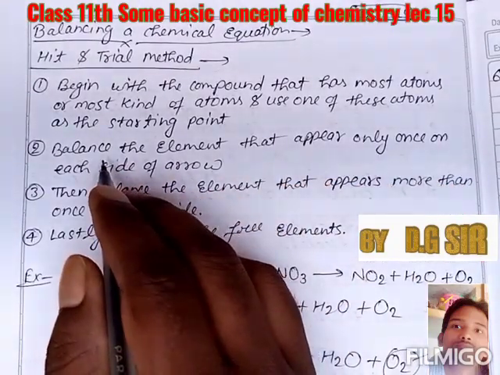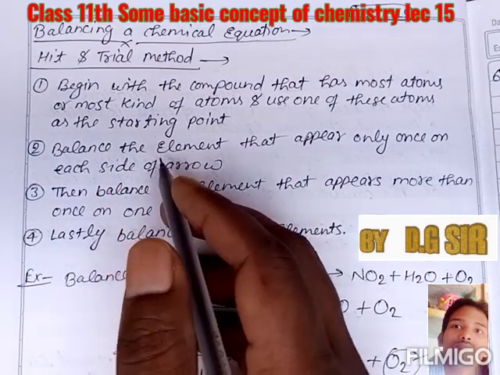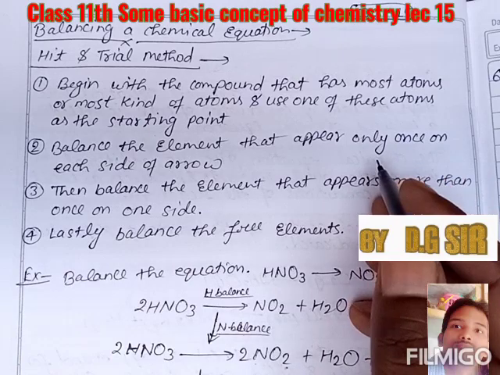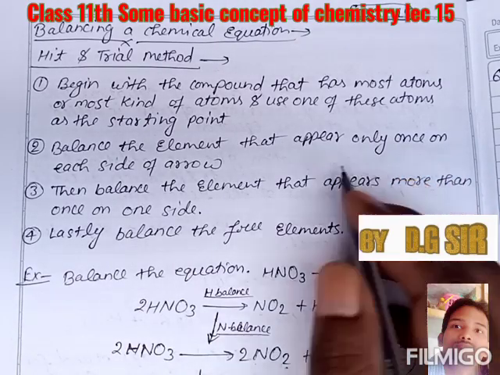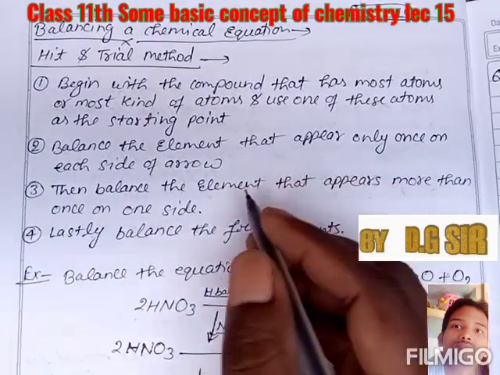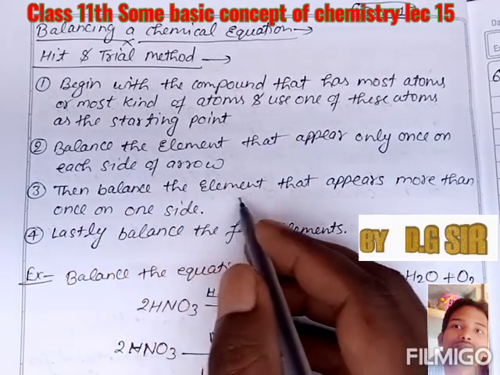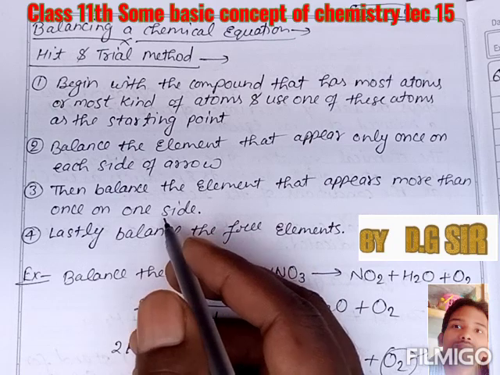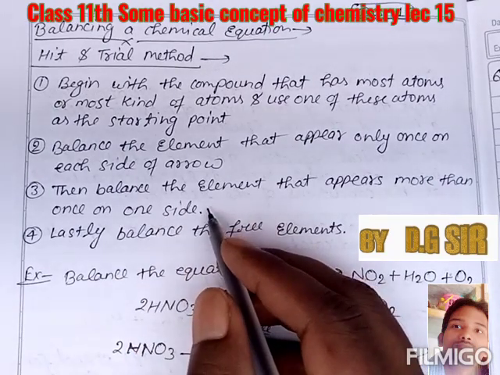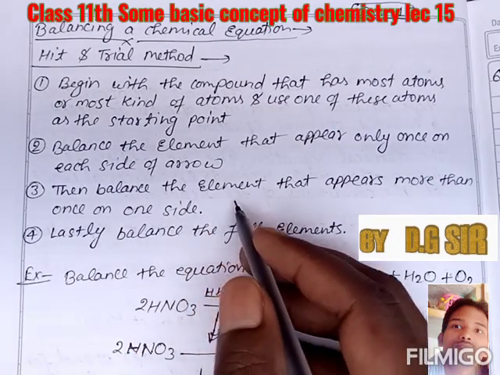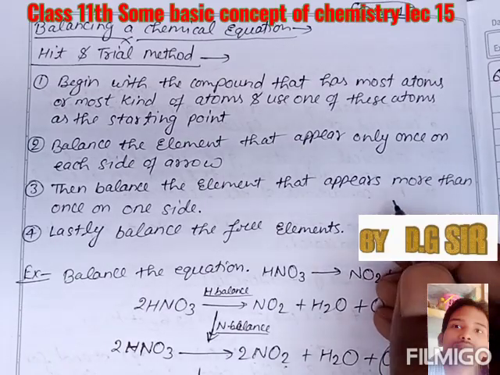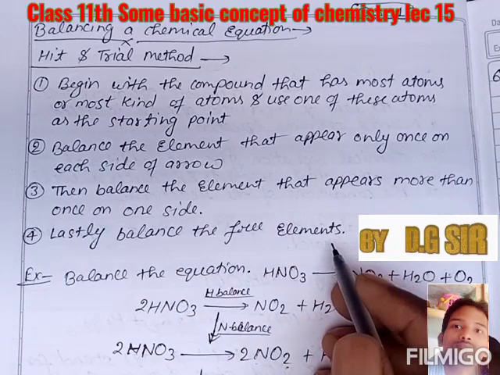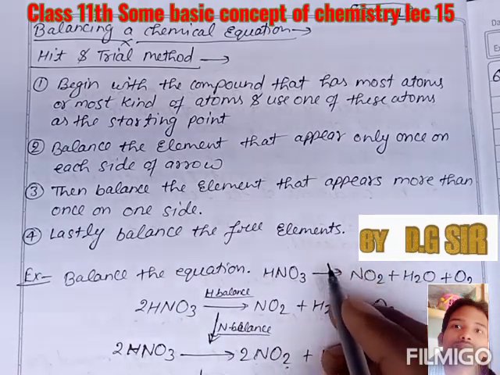First of all, we balance the element which appears only once in a chemical reaction, either on the left or right side of the arrow. Third one is to then balance the elements that appear more than once on one side. Lastly, balance the free elements, which are in free form.